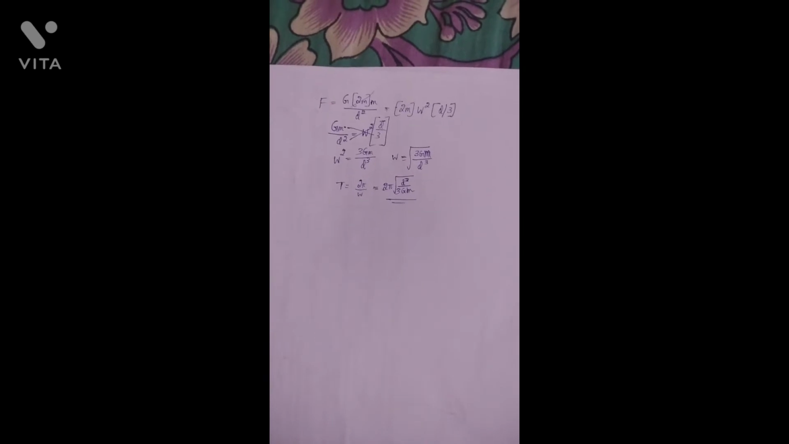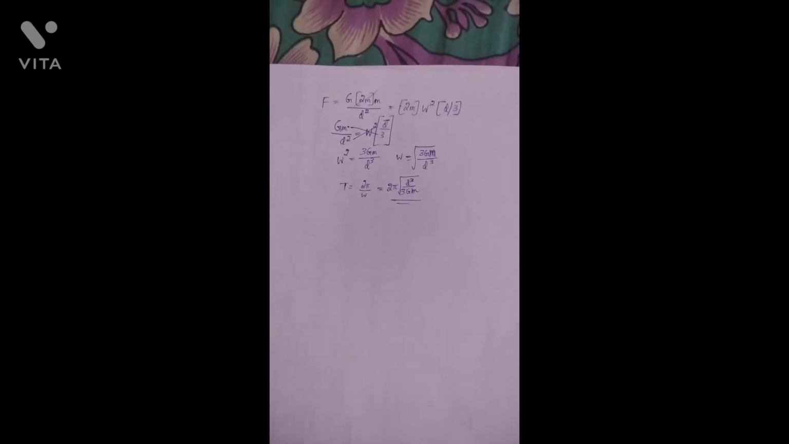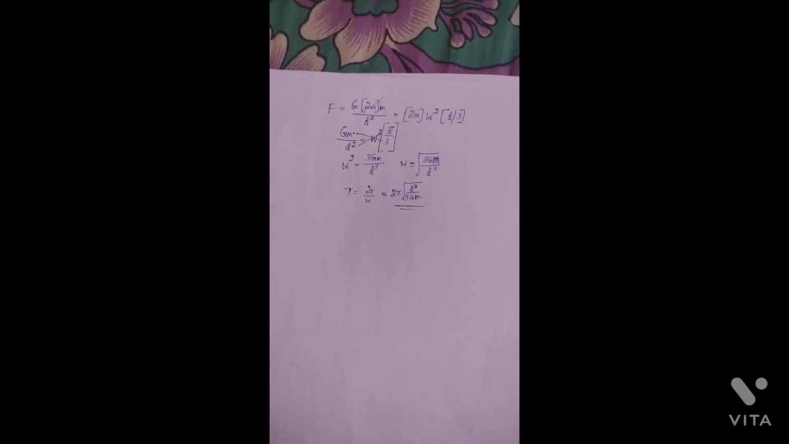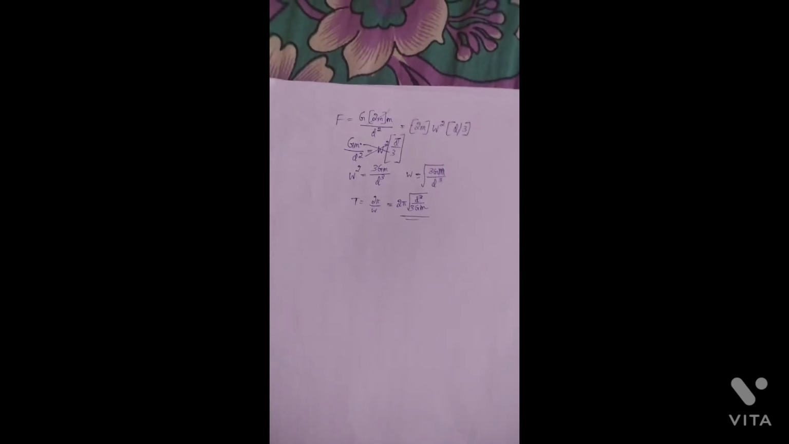Here they have asked that 4 identical particles of equal masses, that is 1 kg, are made to move along the circumference of a circle of radius 1 meter under the action of their own mutual gravitational attraction. What will be the speed of each particle, we have to find.